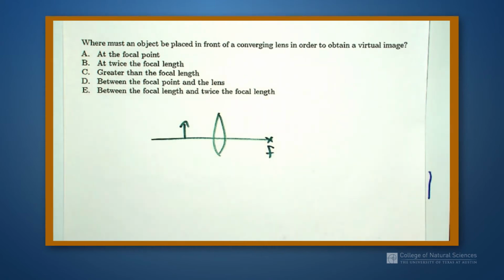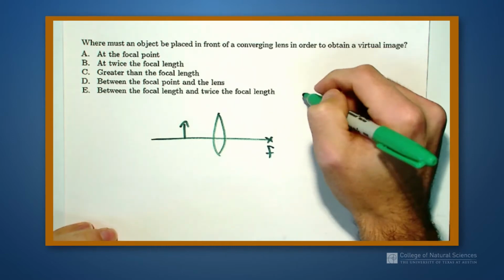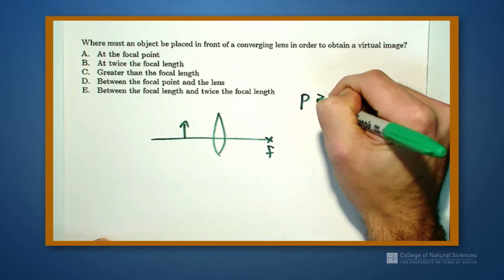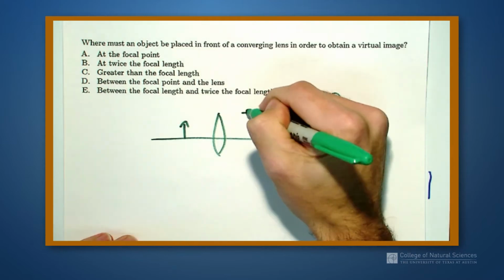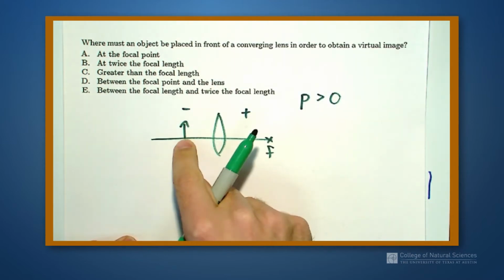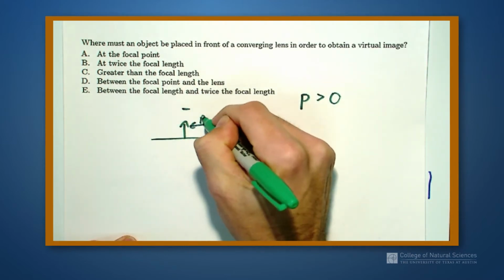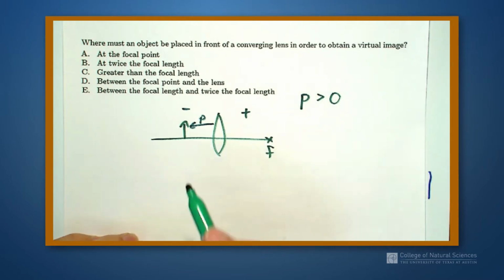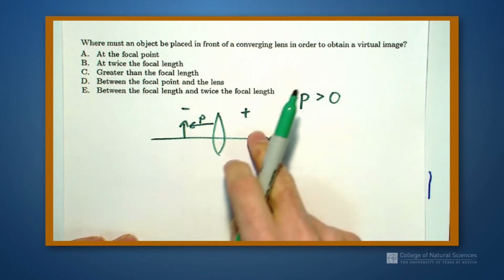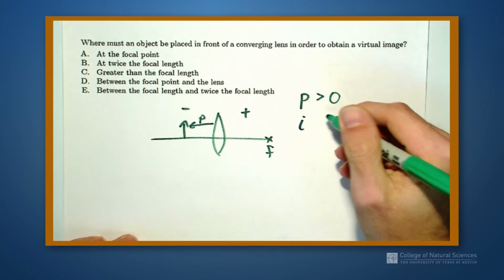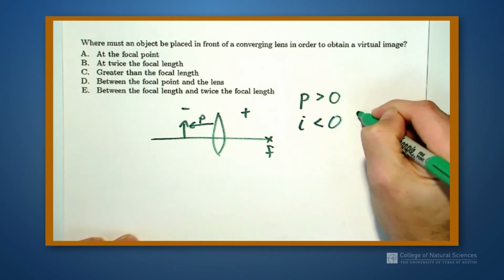And we want to know how far away from the lens do we place this object in order to get a virtual image. So P is going to be greater than 0. We're going to put it on the correct side of the lens. This is our positive side, this is our negative side, but we remember that our object distance is going to be positive if it's on the front side of the lens. Our image, on the other hand, is going to be less than 0.